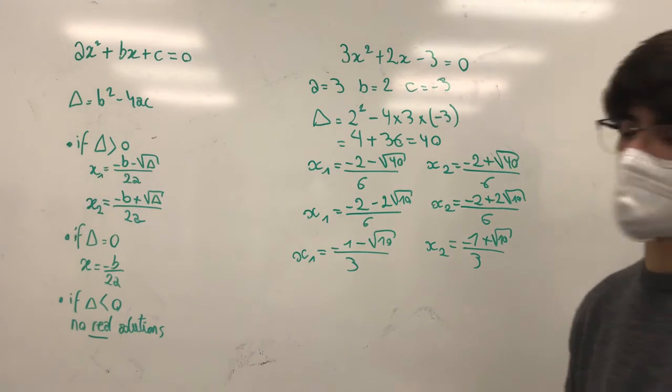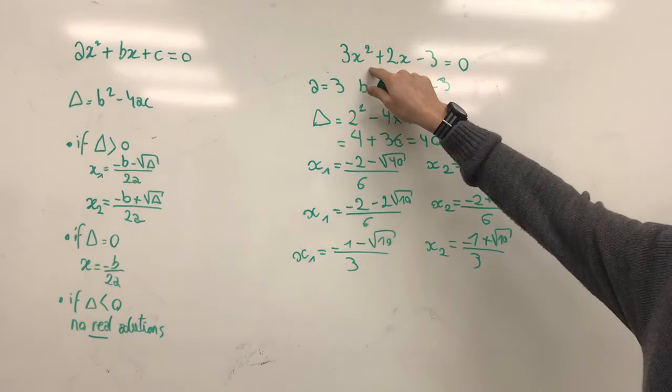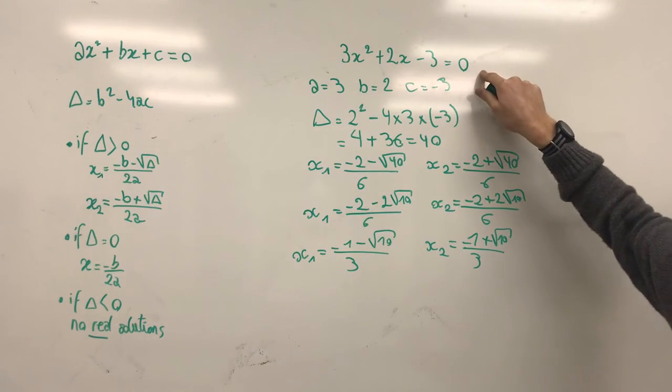Now, if you want to check if they're correct, you can obviously replace them here, and you're supposed to find 0. If you don't, they're false.